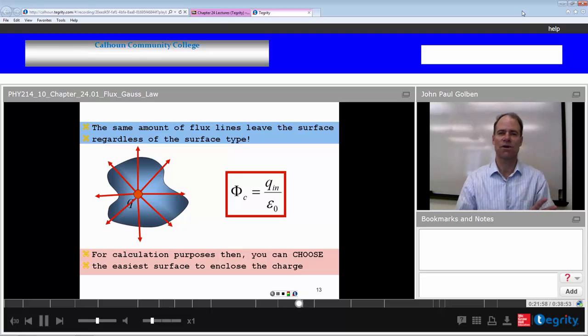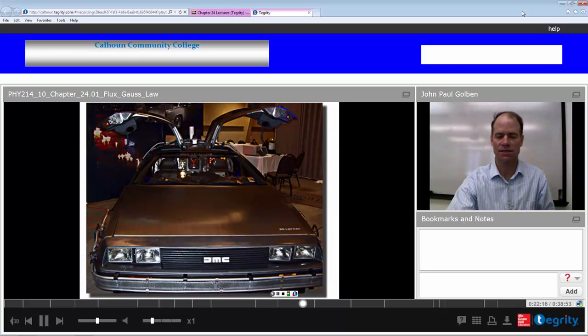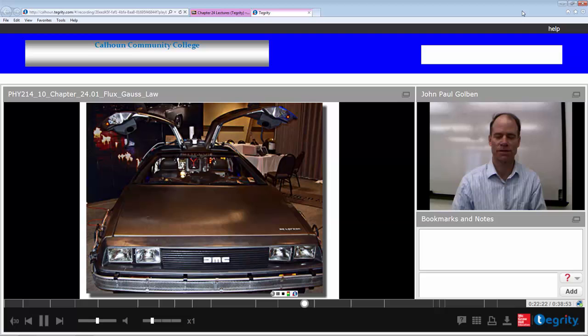There's a reason why we're doing all this, why we're discussing flux. We're headed towards something, and I'm going to give you that reason. You may have heard earlier that I was working on time travel, and I've hit a few snags in my analysis. Here's a picture of one of my experimental apparatus. It's a DeLorean, and you might recognize the flux capacitor in the center of this experimental apparatus.